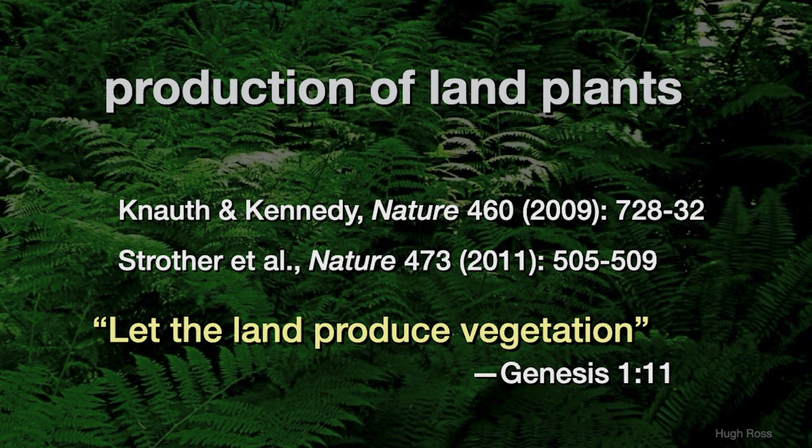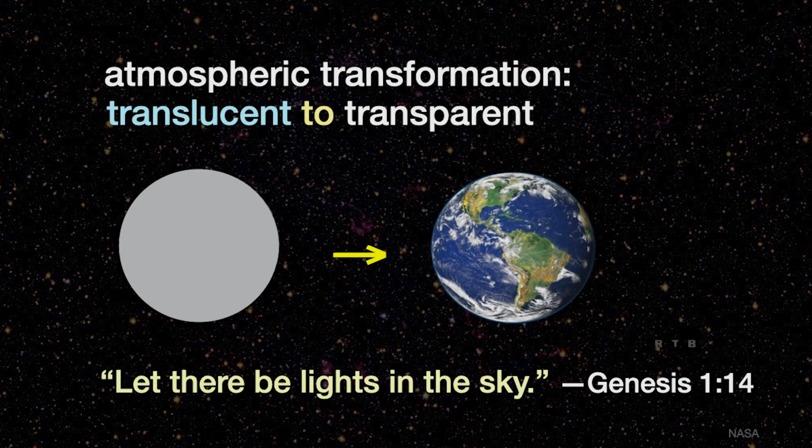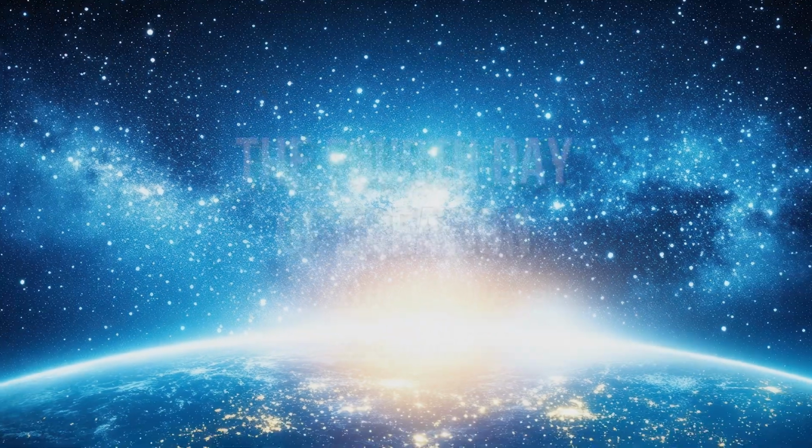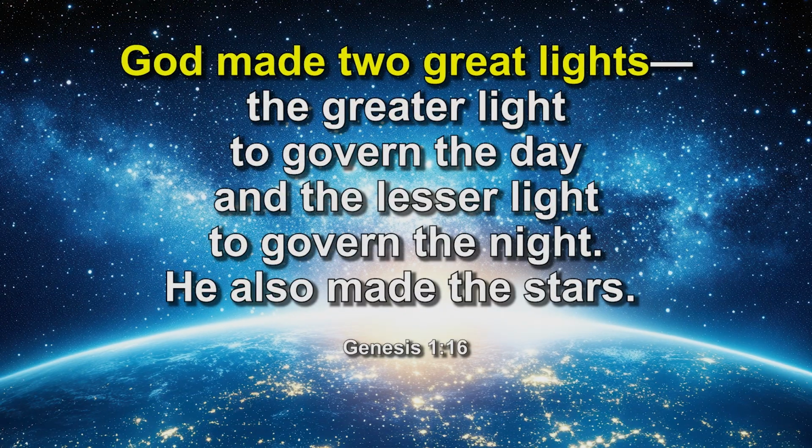Then you get to creation day 4, where God transforms the atmosphere from being a hazy, translucent atmosphere towards transparent, where creatures on the surface of the earth for the first time can see the sun, moon, and stars that God had created earlier. Now, just a quick note. On the 4th day, the Bible says God made 2 great lights. God made the sun to rule the day and the moon to rule the night, along with the stars.